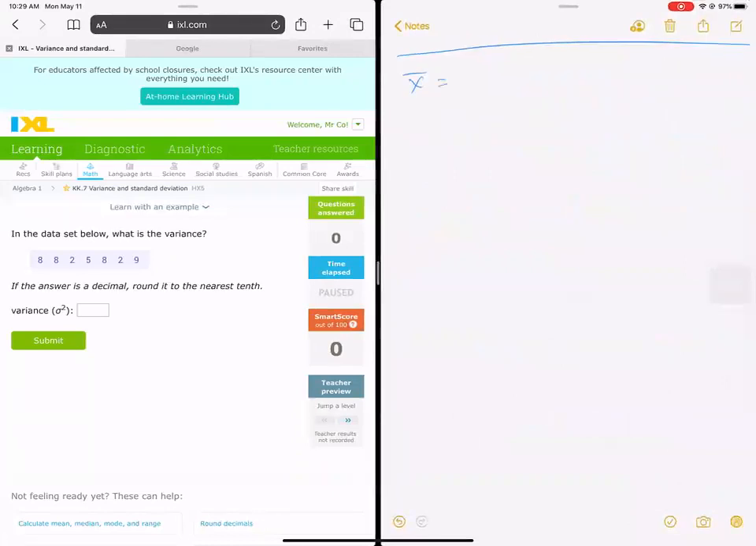Our mean is going to be 8 plus 8 plus 2 plus 5 plus 8 plus 2 plus 9 divided by the number of terms. 1, 2, 3, 4, 5, 6, 7. We have 7 terms. I'm going to take my calculator on the side, add them up. 8 plus 8 plus 2 plus 5 plus 8 plus 2 plus 9. That gave me the number 42. 42 divided by 7 gives me a magical number 6 again. Wow, that seems to come up a lot.